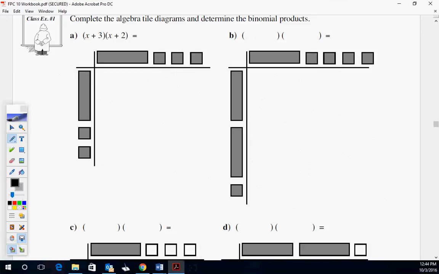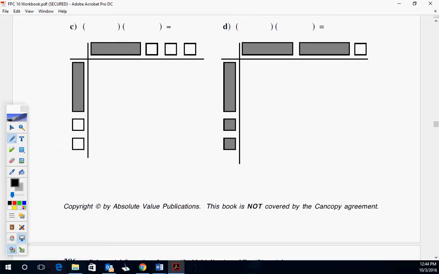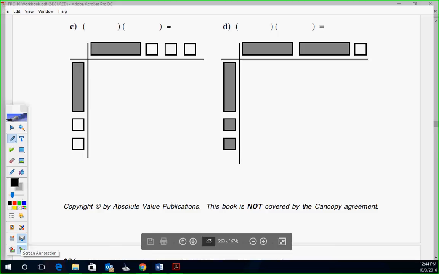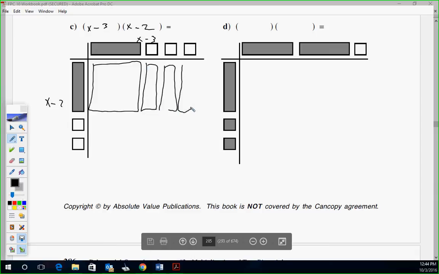All right, let's go through these quickly. Now I got some white ones, so we're talking about negatives now. This one's x minus 3 right here, and this one's x minus 2. So we have x squared, then we have negative x's. They're negative because I have a white times a dark, so that's a negative. So these are negative x's.